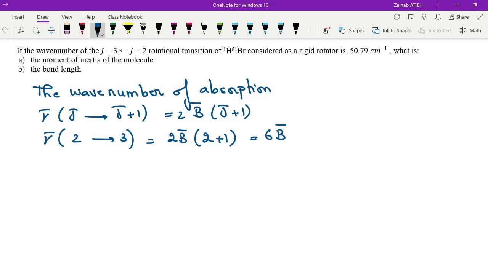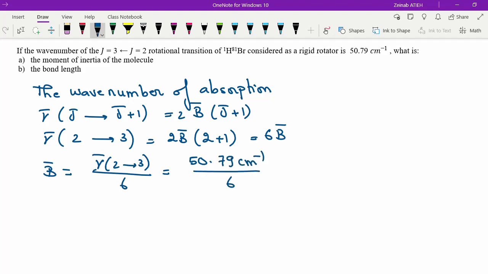So now the rotational constant B bar is equal to nu bar for a transition from 2 to 3 divided by 6. It's equal to 50.79 centimeter minus 1 divided by 6. So it will be 8.465 centimeter minus 1.